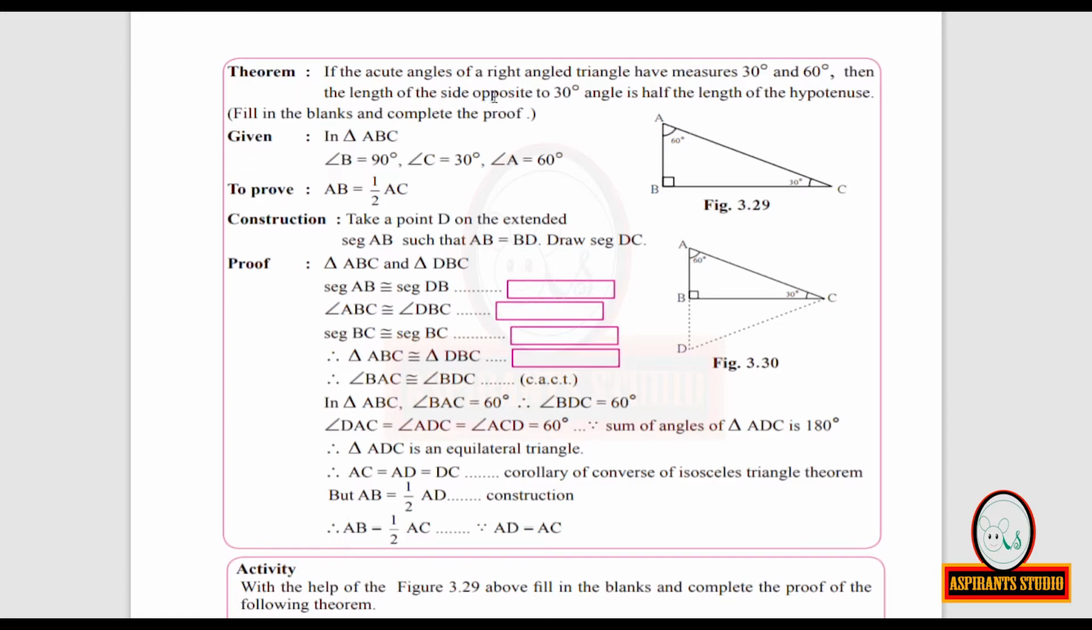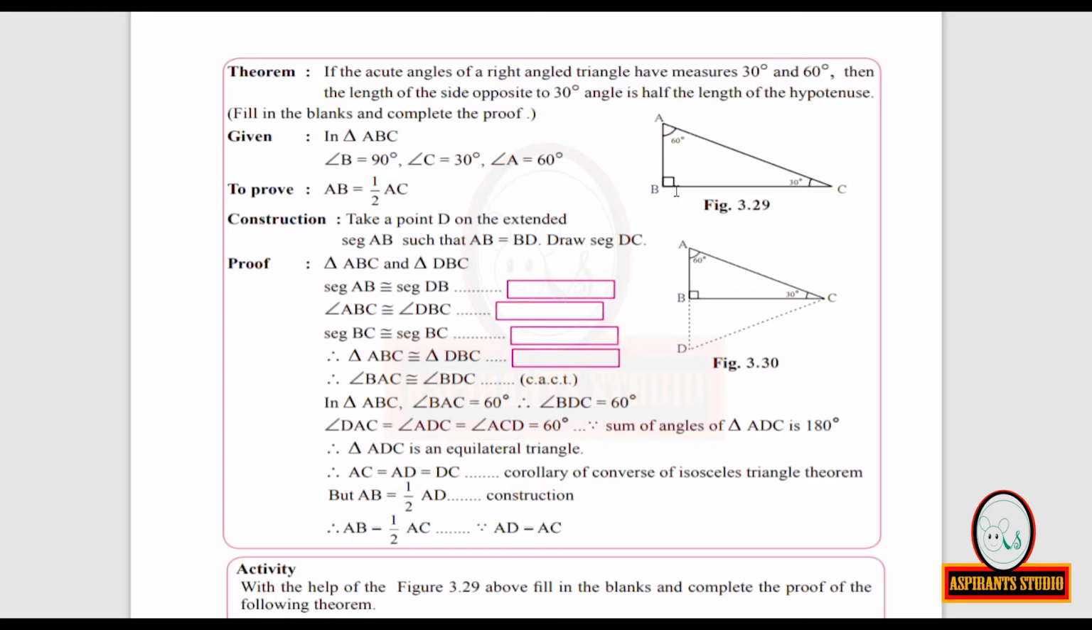Now, coming to the next theorem. If the acute angles of a right angle triangle have measures 30 degrees and 60 degrees, then the length of the side opposite to 30 degrees angle is half the length of the hypotenuse.